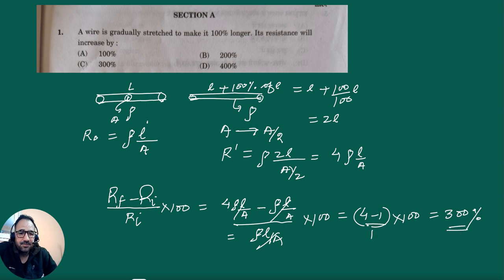It means resistance of the wire is increased by 300%, sorry, not 200%. Let's come to the next question.